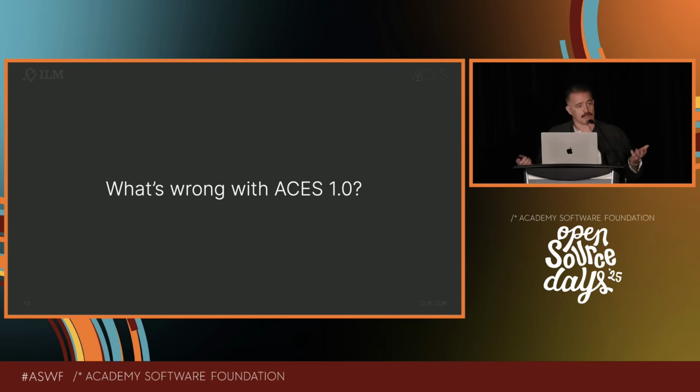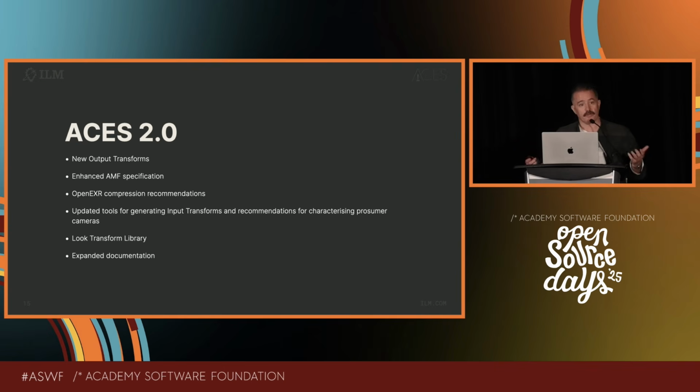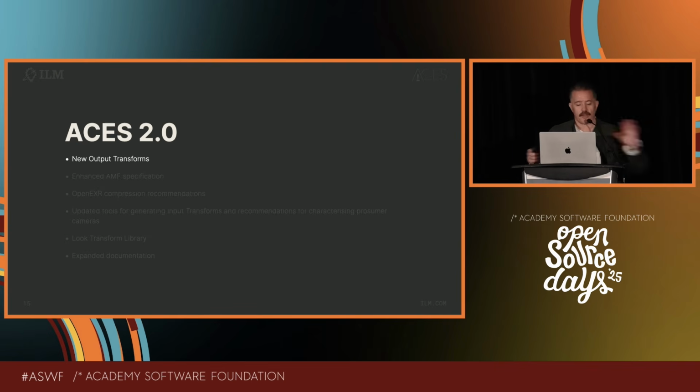So ACES 1.0 has a DRT, but what's wrong with it? Years ago, there was a paper called the RAE, or ACES Retrospective and Enhancements paper, and this was a collation of a bunch of industry feedback describing the little issues and niggles that everyone was having with the ACES system. ACES 2.0 is largely meant to address that. The only part I'm going to talk about today is the issues that we were trying to solve with the output transforms.